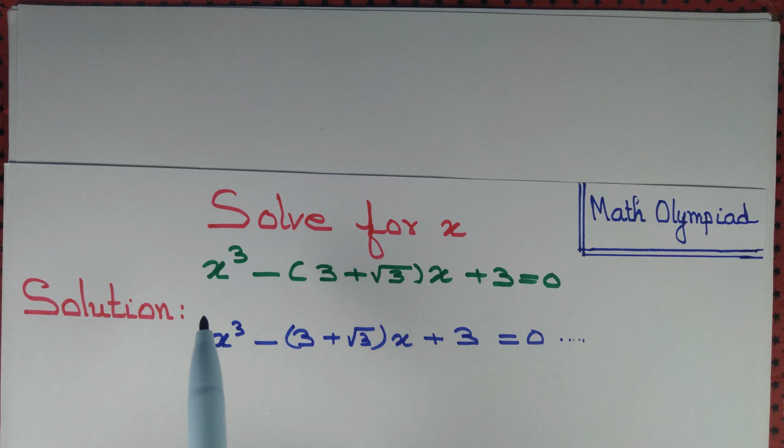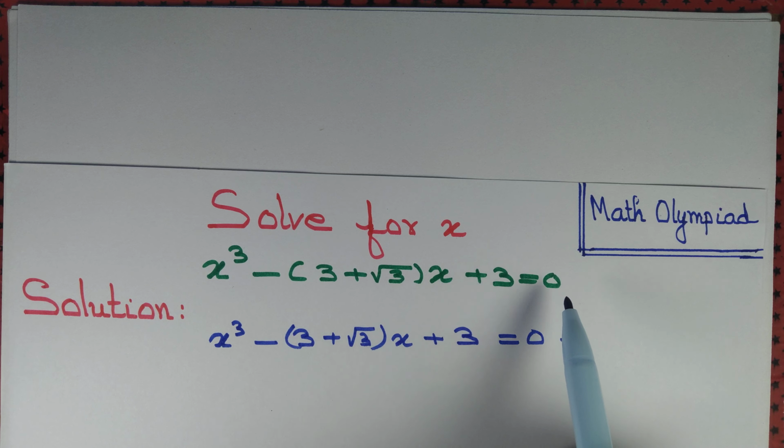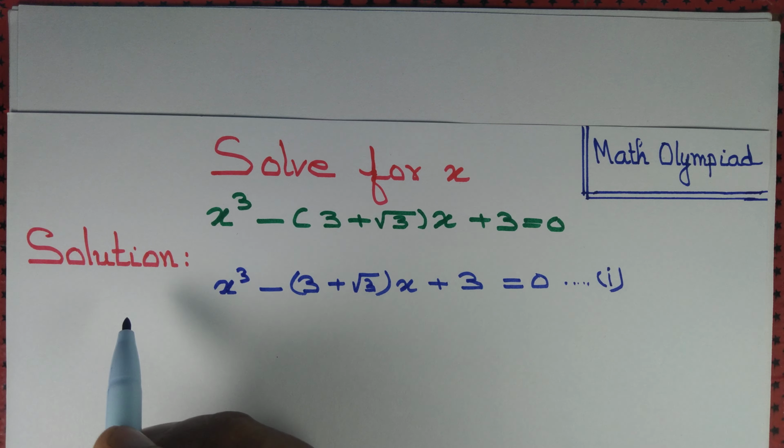Let us solve the equation x cube minus (3 plus root 3) times x plus 3 equal to 0. So we want to solve this equation. Let's write this equation as equation 1. You see that maybe x equal to root 3 is a solution.